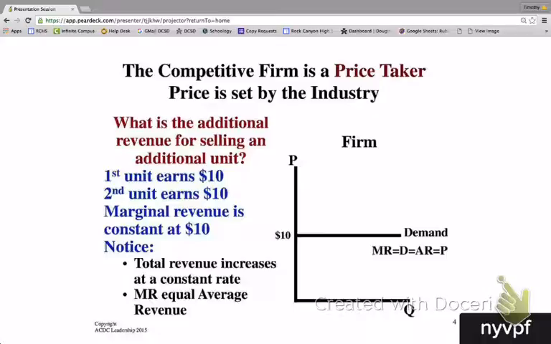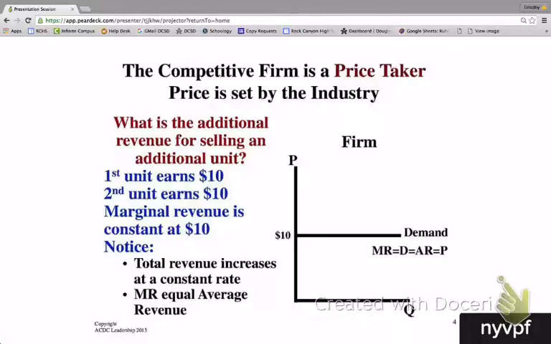So what is the additional revenue for selling an additional unit? Well, if you sell one unit, you earn $10. If you sell a second unit, you earn another $10. So marginal revenue will always be $10. So notice that total revenue increases at a constant rate. It always increases at a rate of $10 for each unit sold. So the marginal revenue will always be equal to the price.